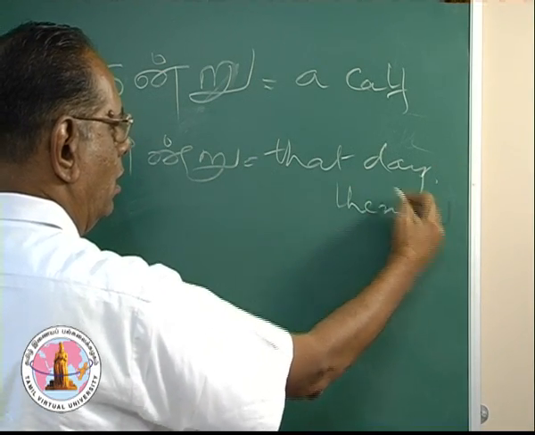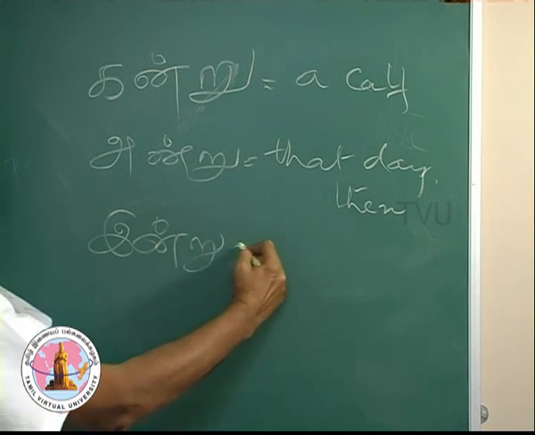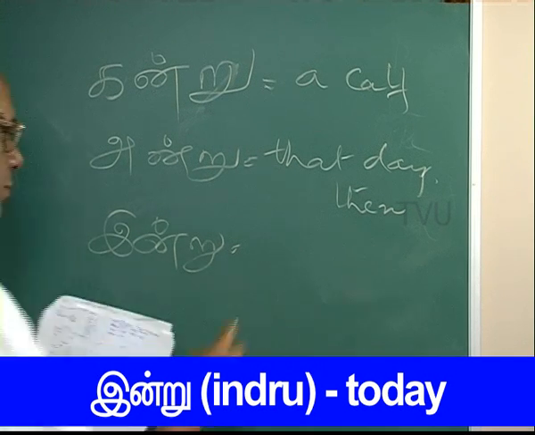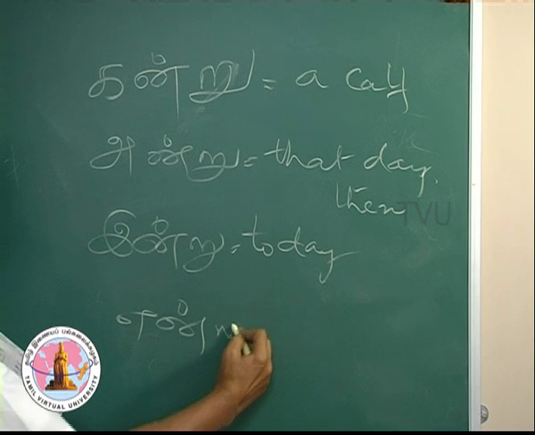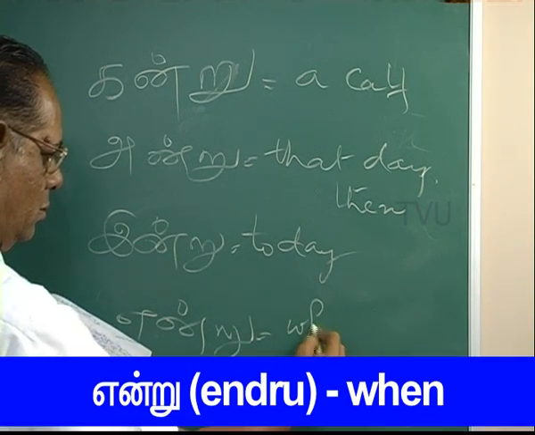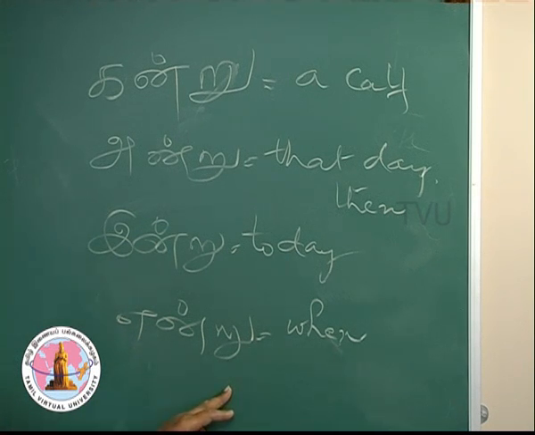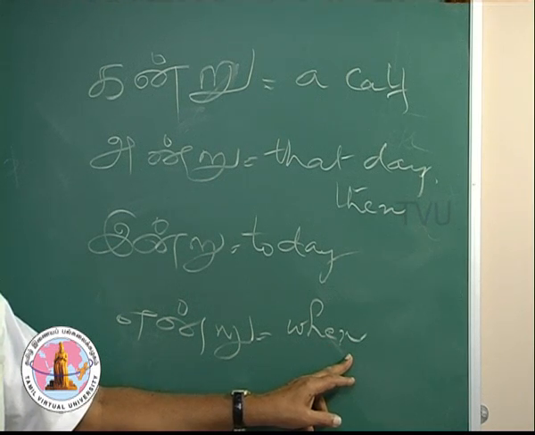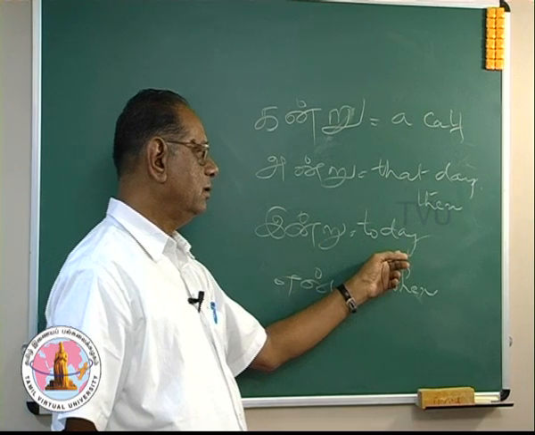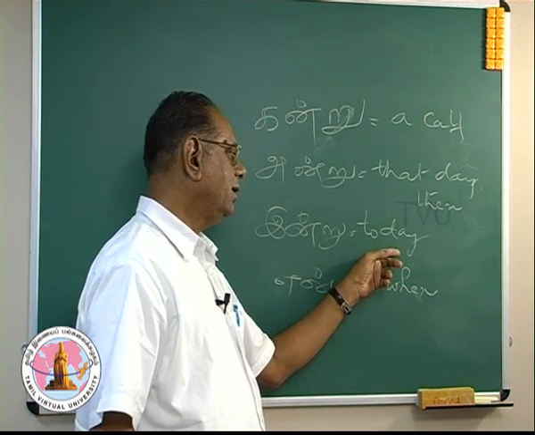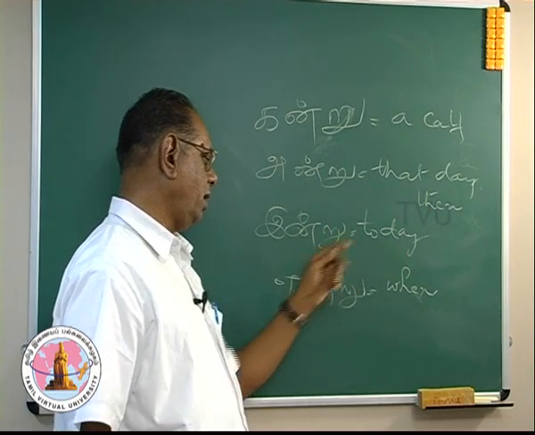Or then. E in ru, today. A in ru, yen ru, you can say which day or when. Again you find a standing for a far off thing, that day or then. In ru, a close up one, closer one, and are indicating proximity. In ru, yen ru, interrogative. Andru, that day. Indru, today. Yendru, when.